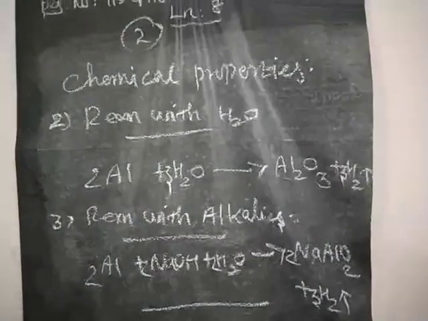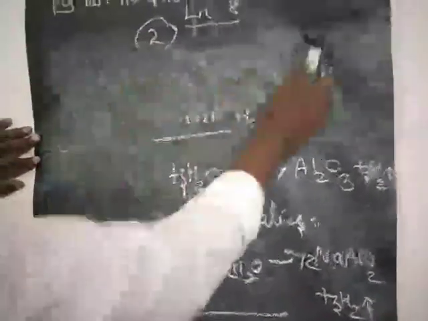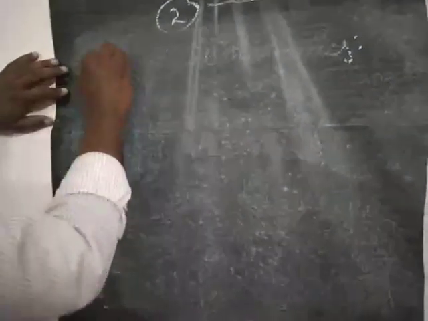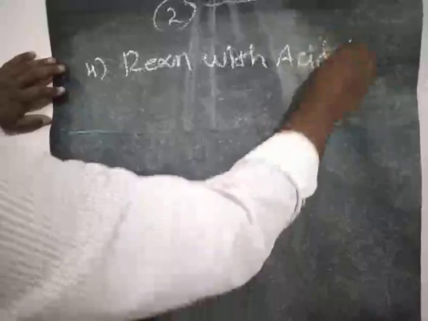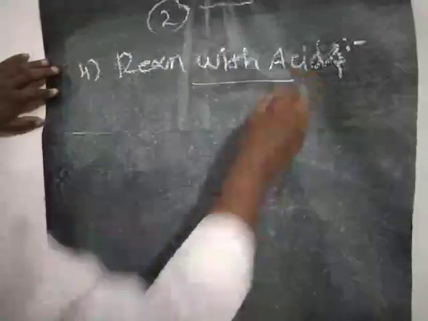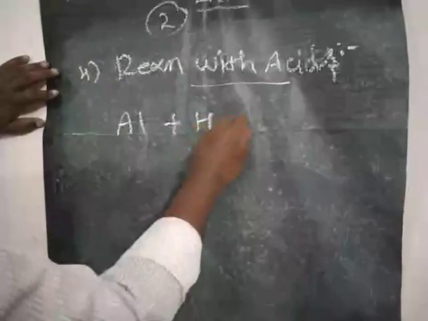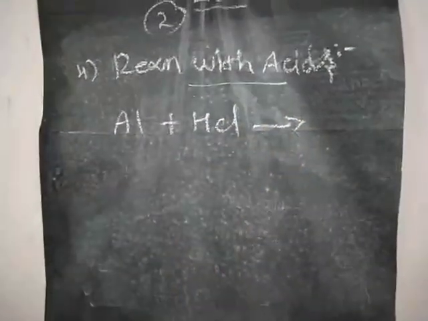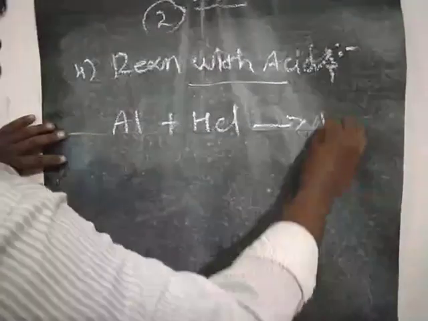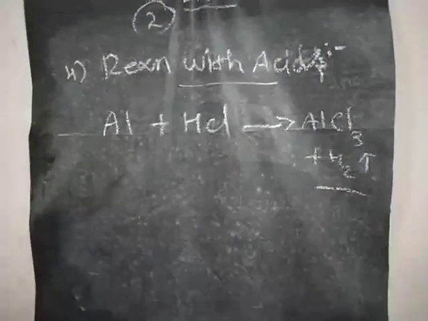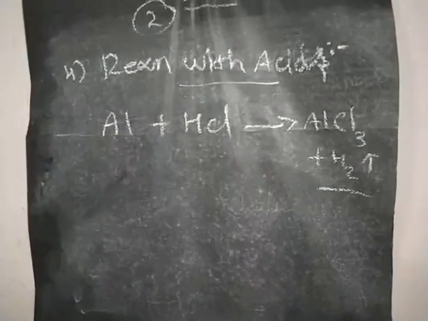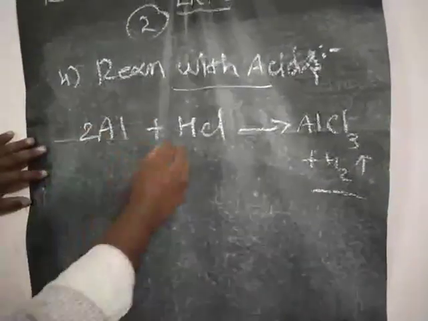Next one, reaction with the acids. Aluminium reacts with either dilute hydrochloric acid or concentrated hydrochloric acid to give aluminium chloride, AlCl3, plus which gas is liberated? Hydrogen gas is liberated.